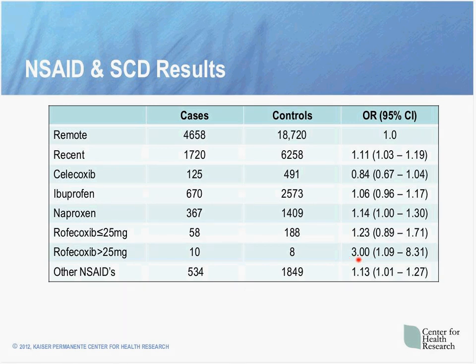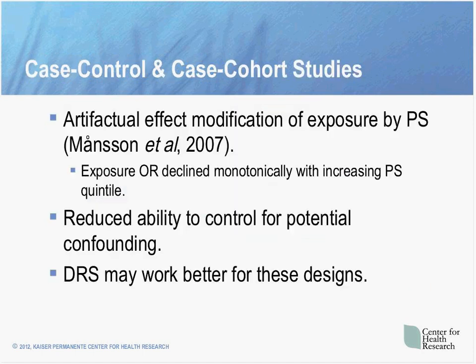And again, we see that there was an important and significant increased association. So this was a situation where I think it motivated using the disease risk score versus, say, a propensity score.